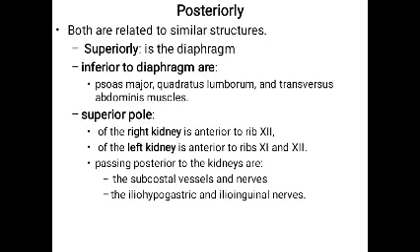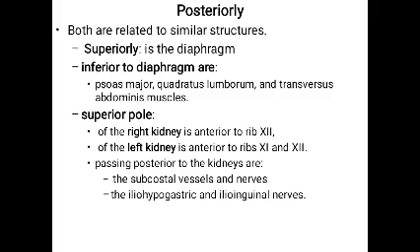Posteriorly, both are related to similar structures. Superiorly is the diaphragm. Inferior to the diaphragm are the psoas major, quadratus lumborum, and transversus abdominis muscles. The superior pole of the right kidney is anterior to rib XII. The left kidney is anterior to ribs XI and XII.